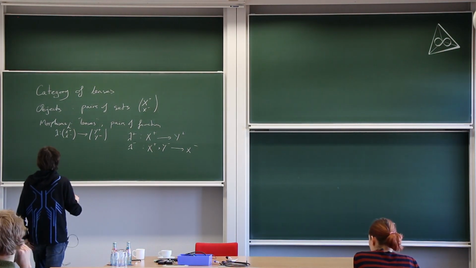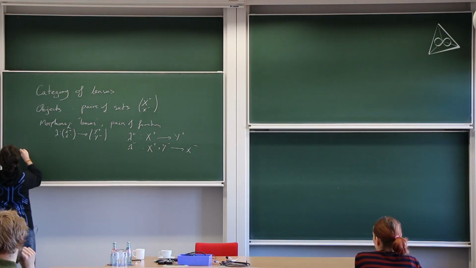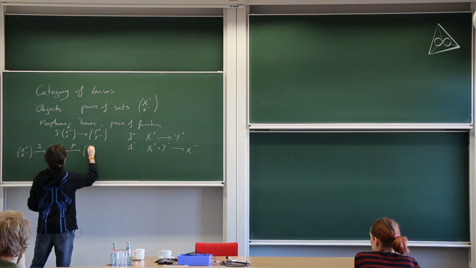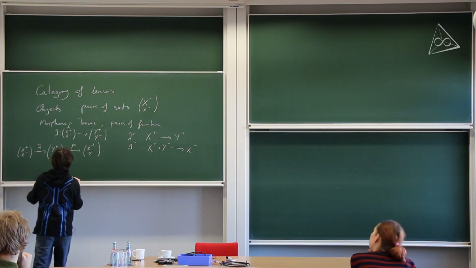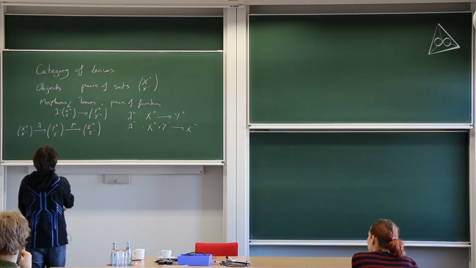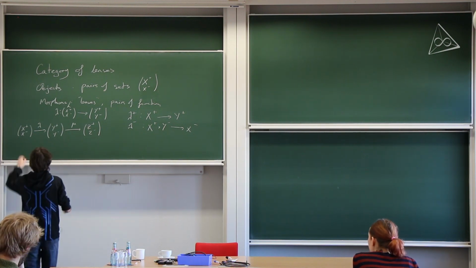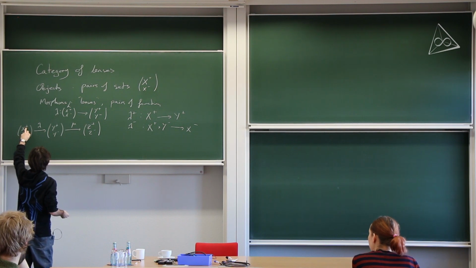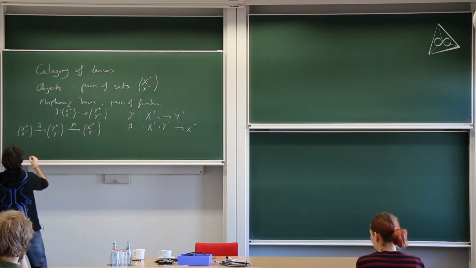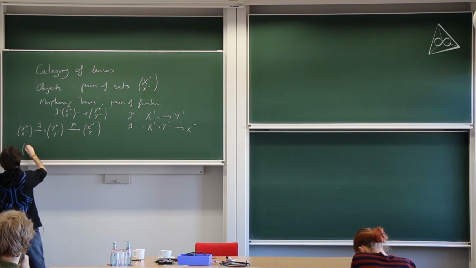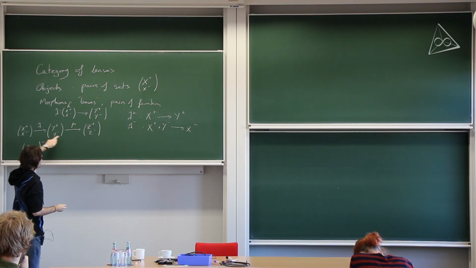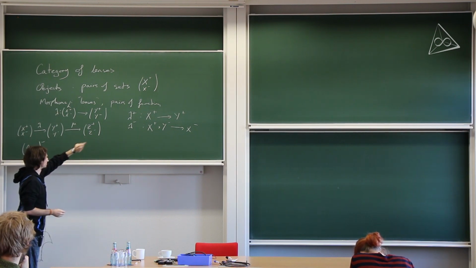And then composition is going to take a bit of work. So if we have some lens like this and some other lens like this, we need a composite. So we need a lens from x plus x minus to z plus z minus. Along the top is easy because we can just compose the functions from x plus to y plus to z plus. And along the bottom, I'm now going to write this down. Lambda mu, the composite, minus, needs to be a function from x plus times z minus to x minus.